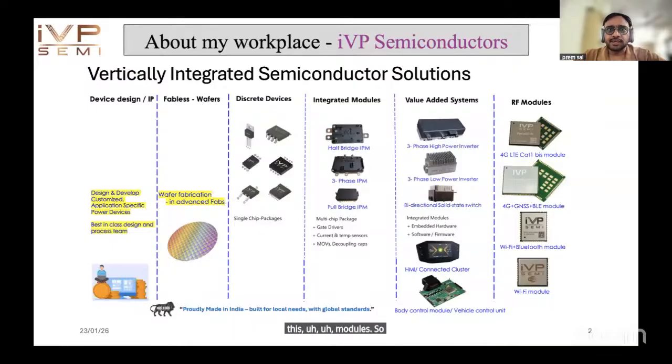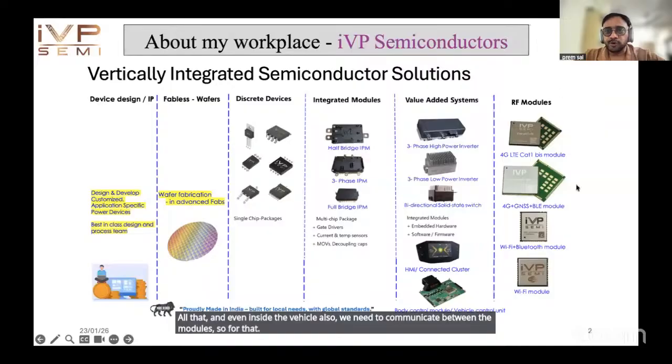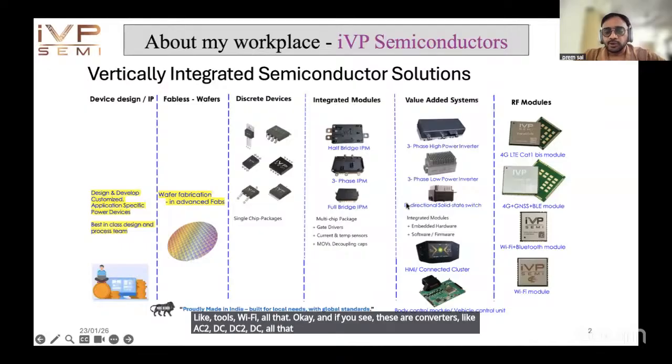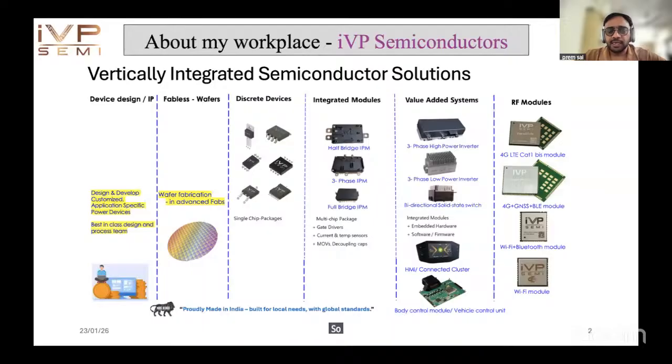So mostly these are high power modules, which can be used in electric vehicles, all that. And even inside the vehicle we need to communicate between the modules. So for that there is this RF module like Bluetooth, Wi-Fi, all that. And these are converters like AC to DC, DC to DC, all that you need in electric vehicles. So that is what we make.